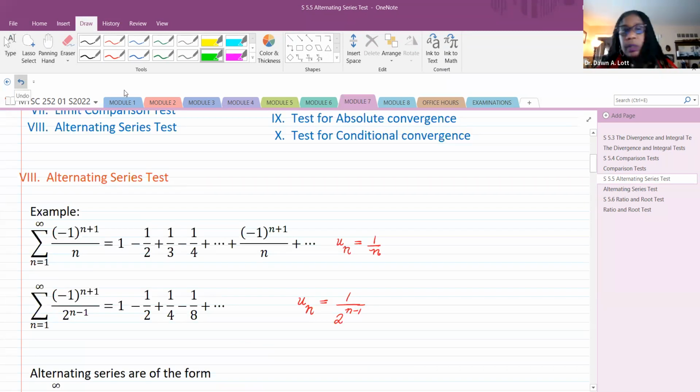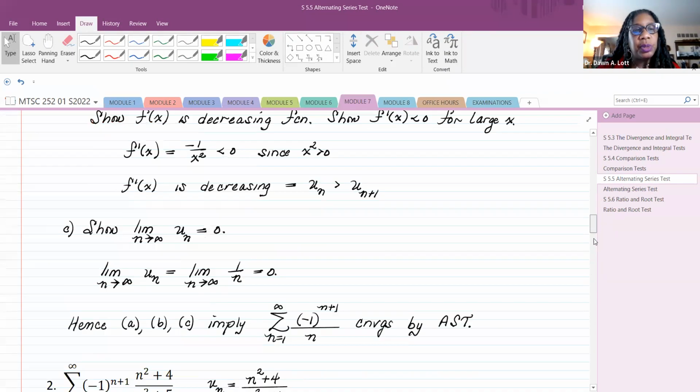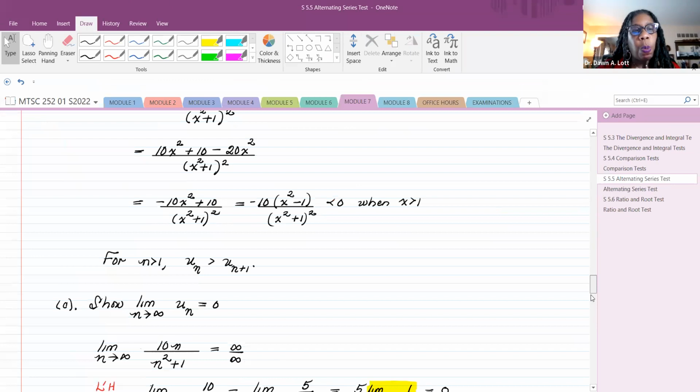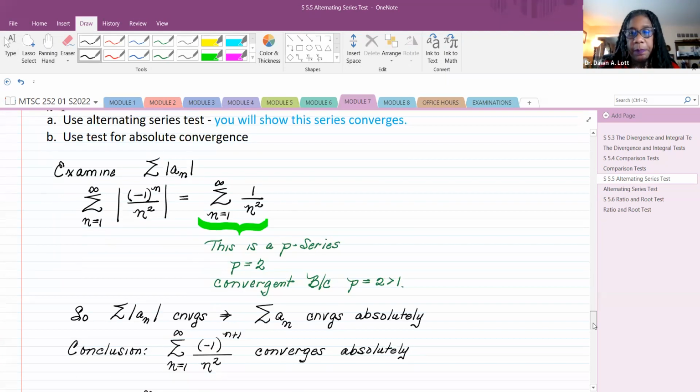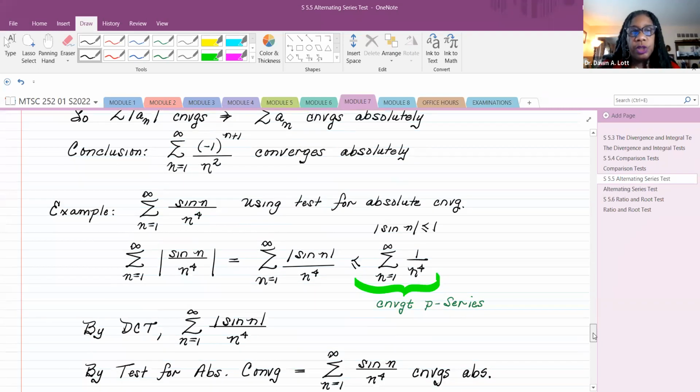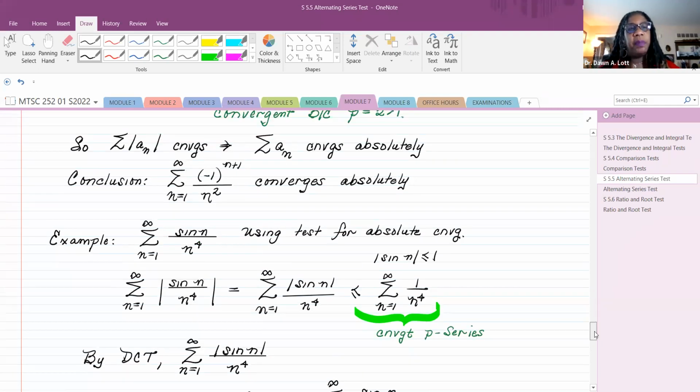When we looked at the absolute value of that term, we were able to show that that series was a P series. So it converged, which meant the original series converged absolutely. And we also showed that another series, summation sine of n over n to the 4th, converged absolutely.